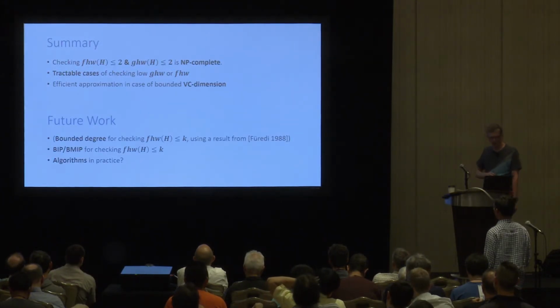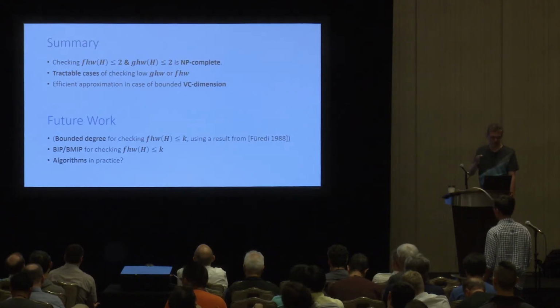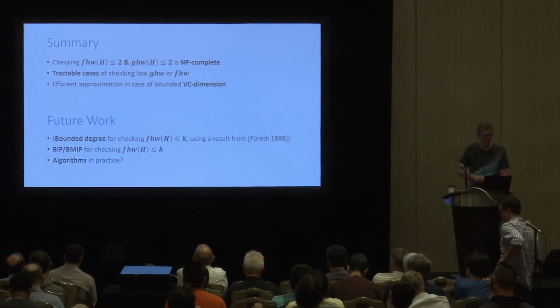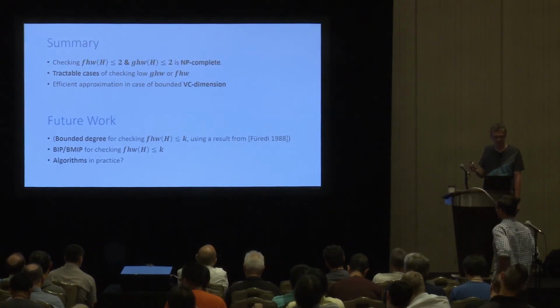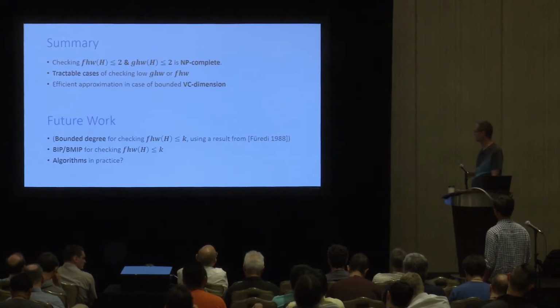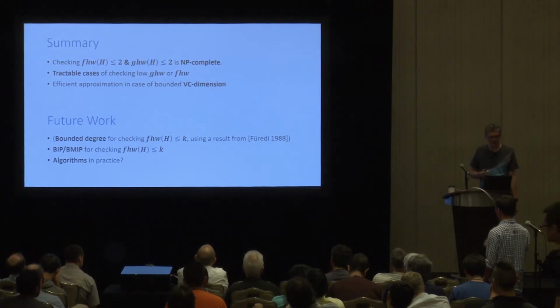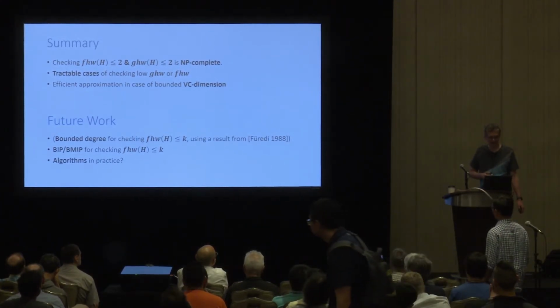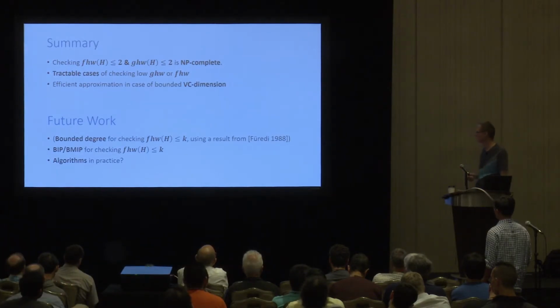So to sum up, we have closed this gap for the complexity of the check problem, both for the fractional and for generalized hypertree widths. We have identified new tractable classes, and we have also proved an efficient approximation in case of bounded VC dimension. As far as future work is concerned, of course, we want to get similarly strong results for tractability of fractional as we have for generalized hypertree widths.